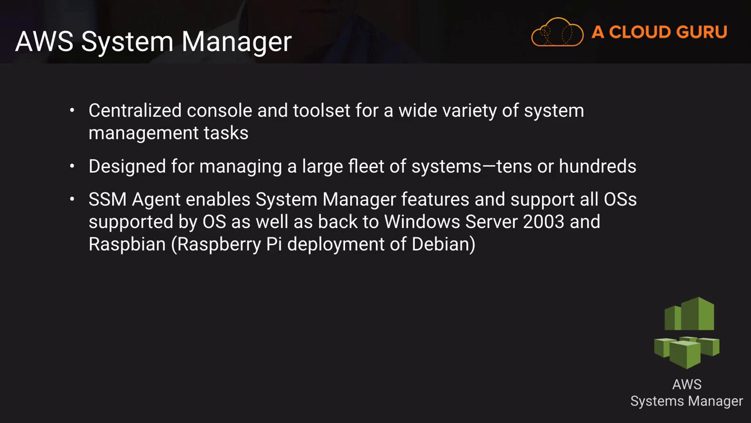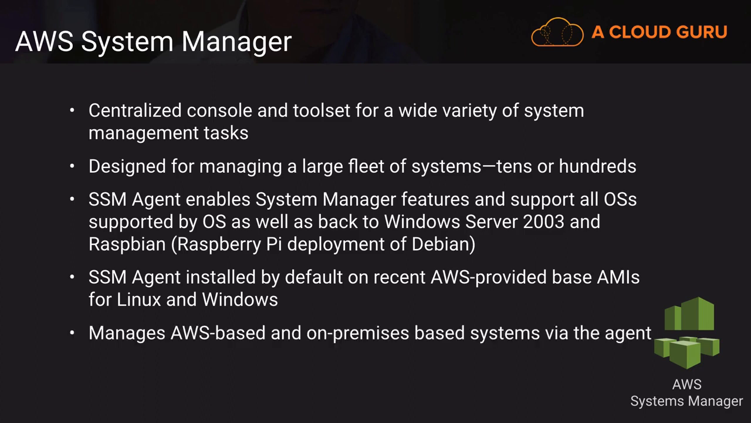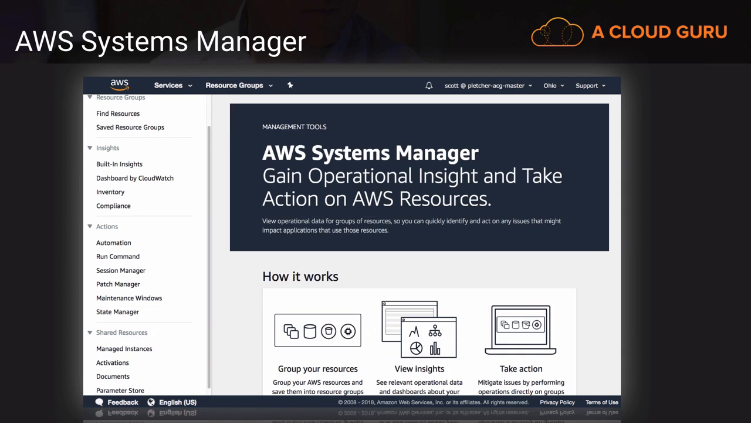The main worker component of System Manager is the SSM agent, which is installed on your instances. And it's installed by default on most of the modern AMIs that are provided by AWS since around 2016. But you can also download it and install it on your on-prem systems and manage those with System Manager as well. And here's what AWS System Manager looks like from the console.